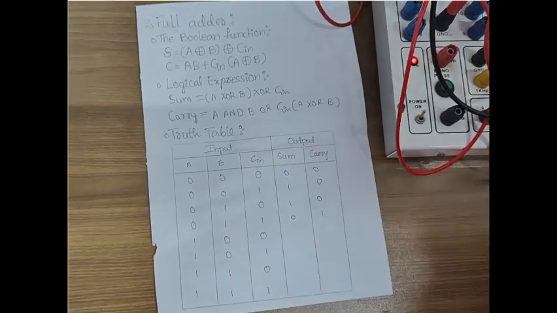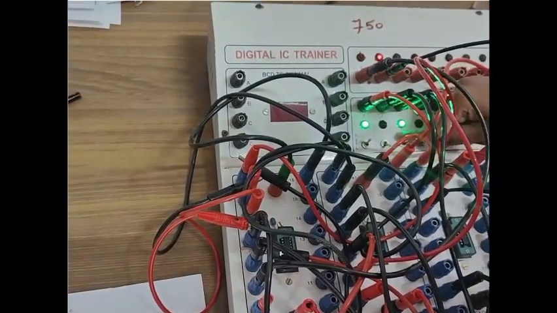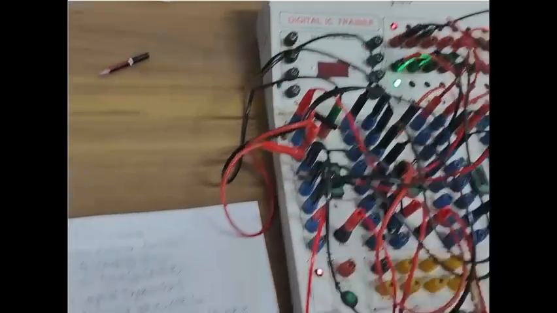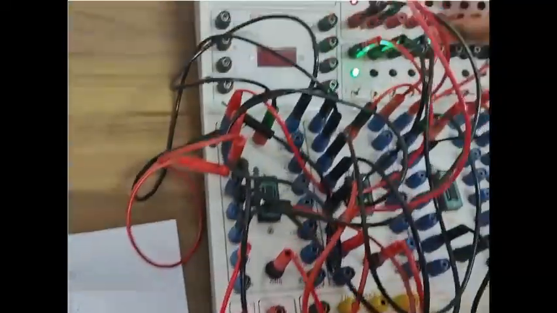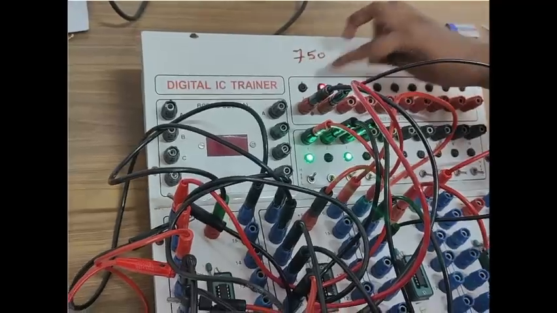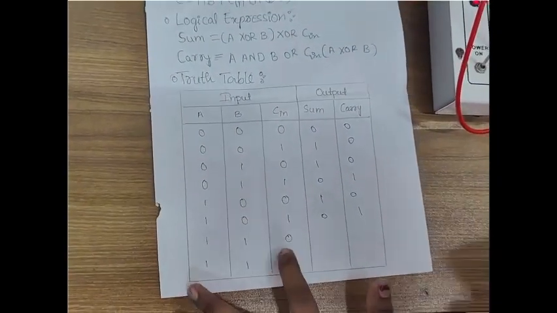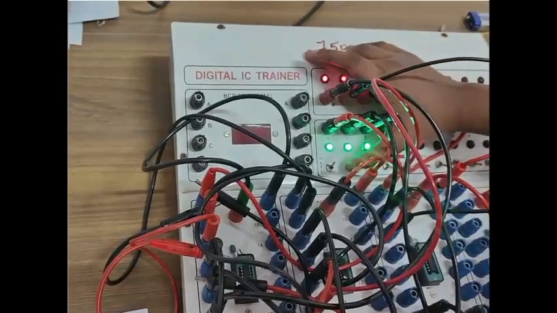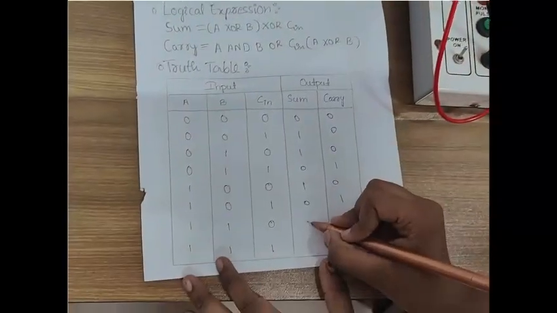We have 1, 0, 0. A is equal to 1. Now we are getting sum 1 and carry 0. Then 1, 0, 1. A and C in are 1, B is equal to 0. We are getting 0 and 1. Then 1, 1, 0. Again we are getting 0 and 1.